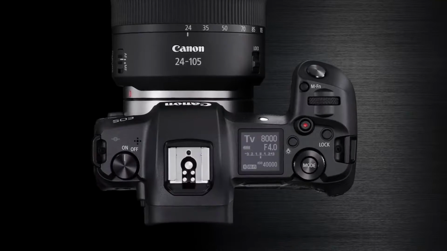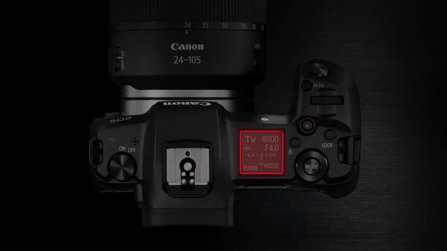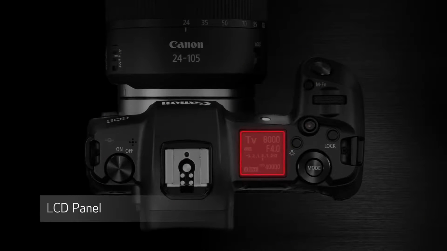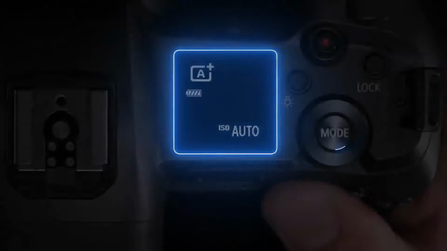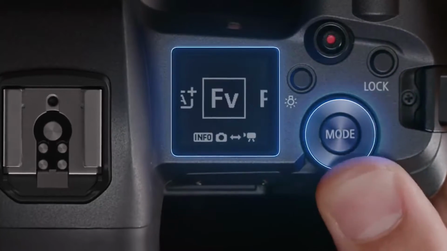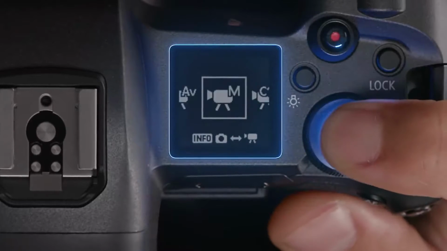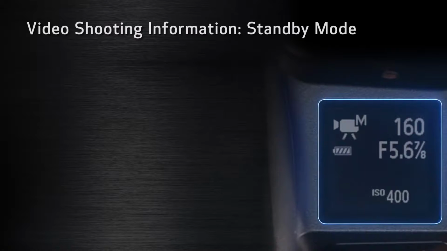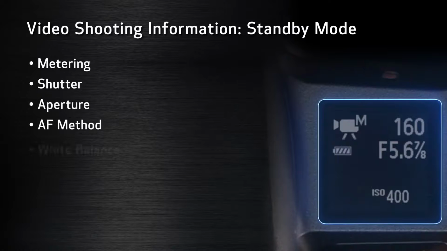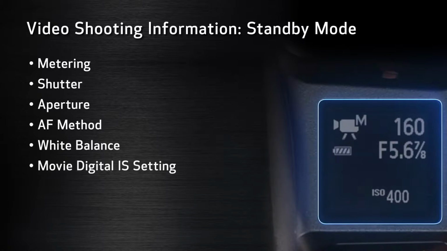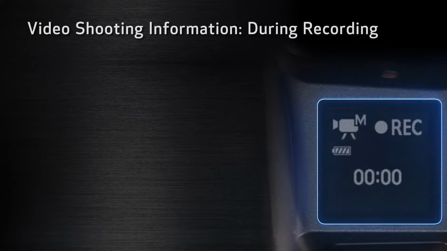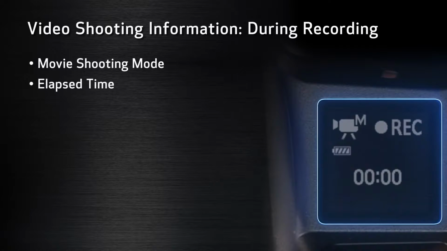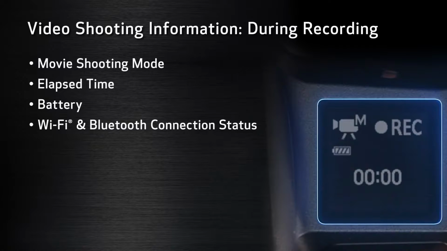Here's another new feature, the dot matrix LCD panel on top of the camera. This panel provides the current parameters and camera status requiring real-time notification. It can also display camera settings that you can adjust directly without camera controls. Video shooting information is displayed in standby mode, indicating metering, shutter, aperture, AF method, white balance, movie digital IS setting, possible recording time, and resolution. During recording, it indicates movie shooting mode, elapsed time, battery, Wi-Fi, and Bluetooth connection status.